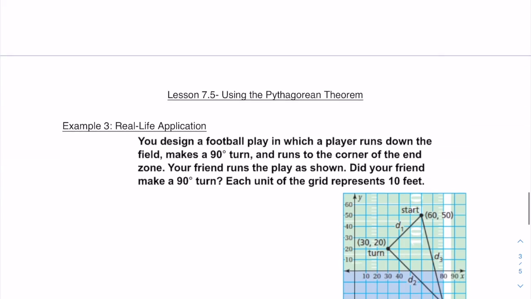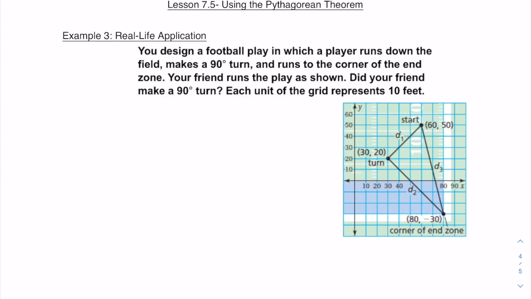Let's look at one of these problems here. So you design a football play in which a player runs down the field, making 90-degree turns, and runs to the corner of the end zone. Your friend runs the play as shown. Did your friend make a 90-degree turn? Each unit of the grid represents 10 feet.